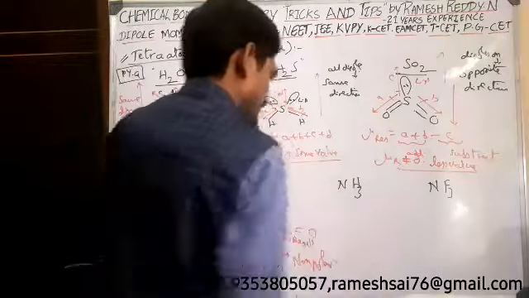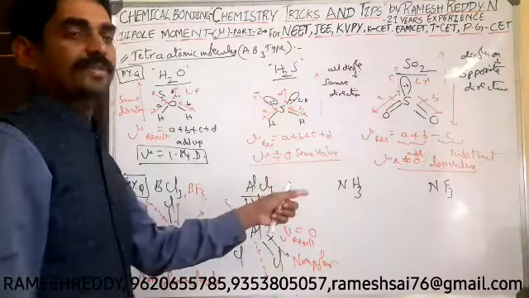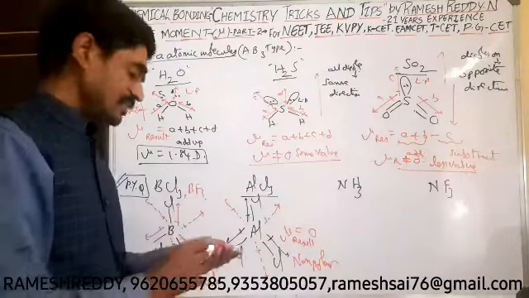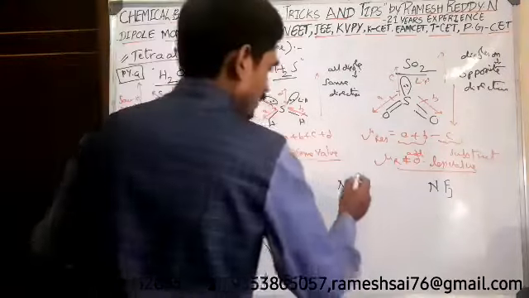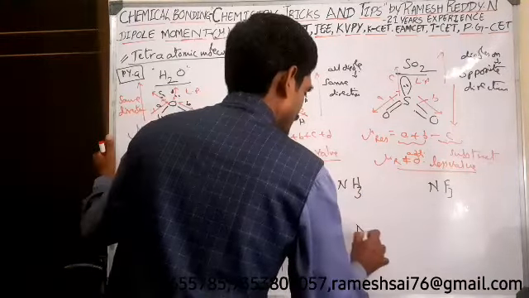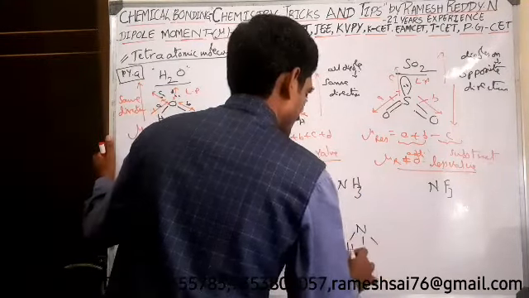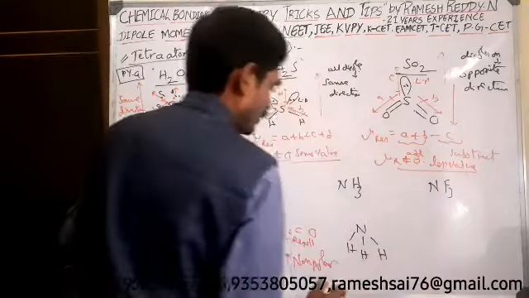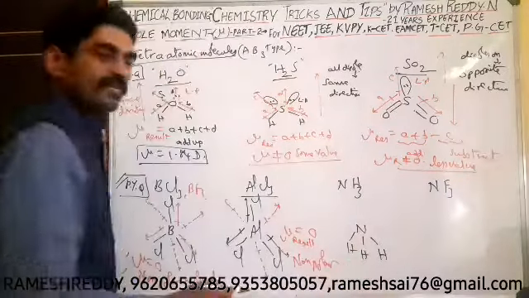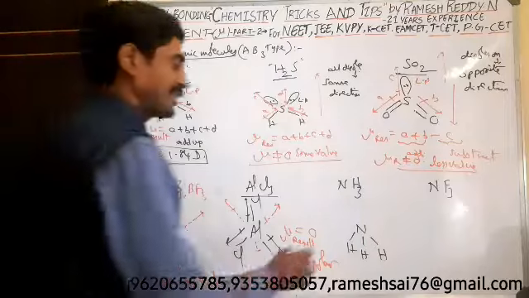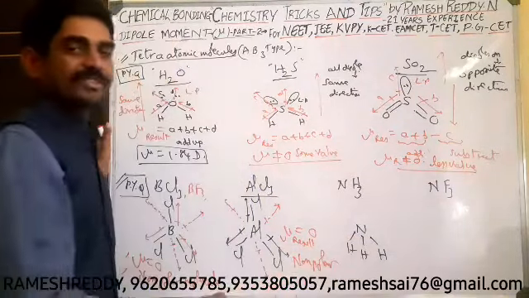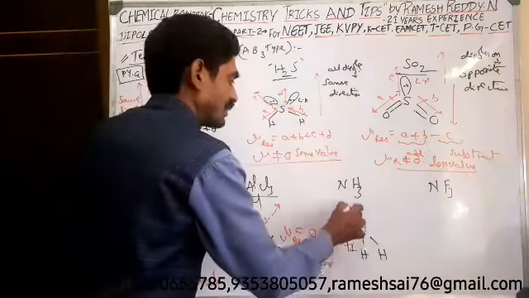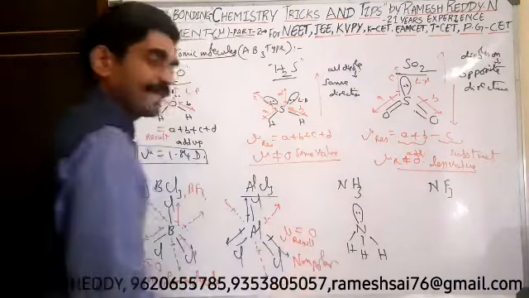Then NH3 and NF3. It has appeared so many times for different competitive examinations. These two, NF3 and NH3, ammonia and nitrogen trifluoride. Nitrogen is the central atom here, and 3 hydrogens are bonded atoms. They form 3 covalent bonds. Nitrogen belongs to the 15th group, has 5 valence electrons, and by using 3 valence electrons, it forms 3 covalent bonds with 3 hydrogen atoms. And 1 lone pair of electrons is present on the nitrogen atom, right?